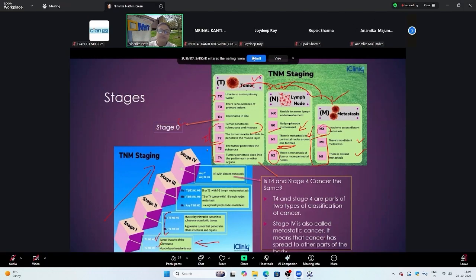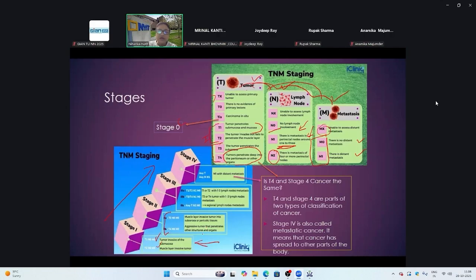That's it. So in a T4, look at this. In a T4, it has penetrated the other organs. It has penetrated the other organs, but these organs are nearby and in that same organ itself. They have not gone to a different organ. So again, M0, metastasis has not taken place. Is that okay? So that's stage 2.